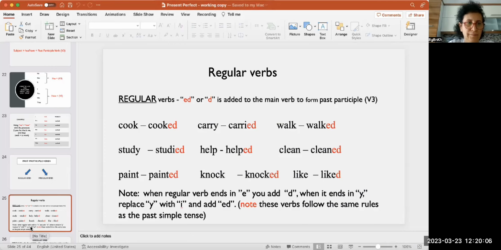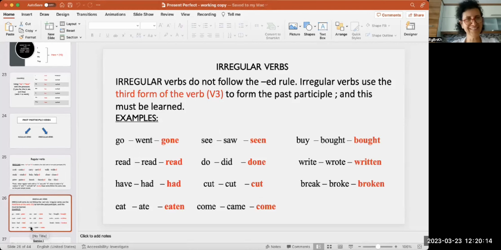Now, just to confuse you some more. Let's go to the irregular verbs. This is the difficult part. Now, irregular verbs, they do not follow the ED rule. Irregular verbs use the third form of the verb to form the past participle.